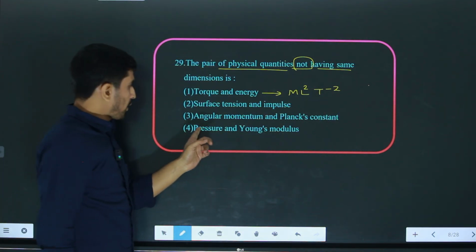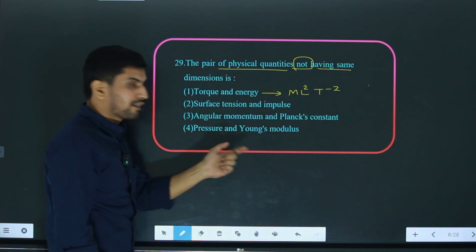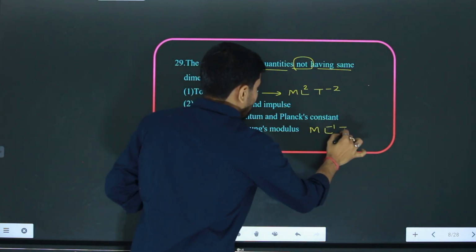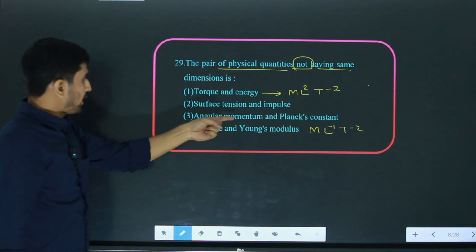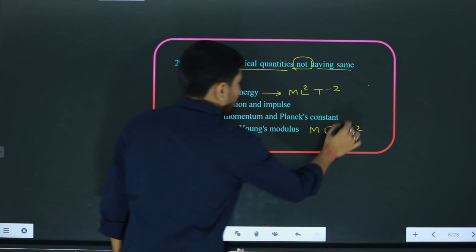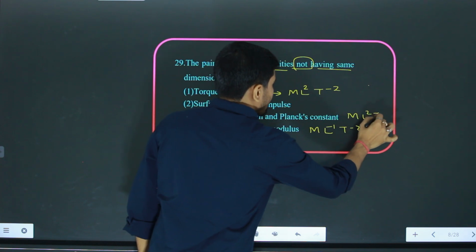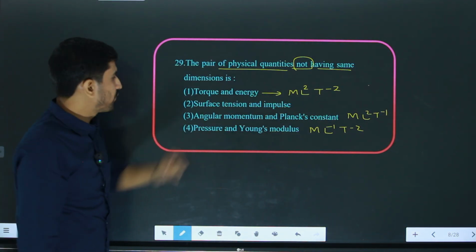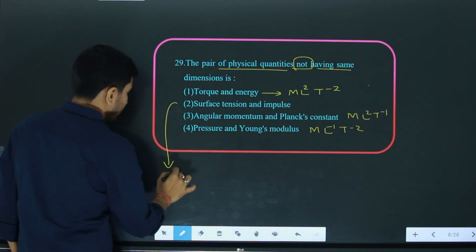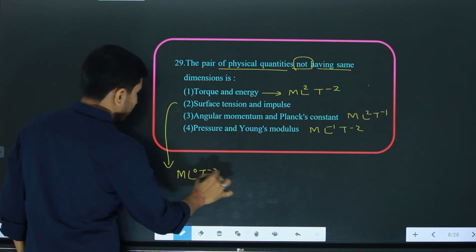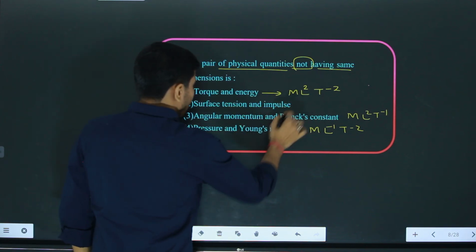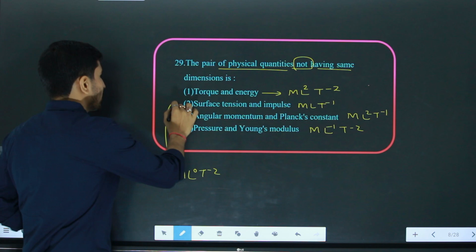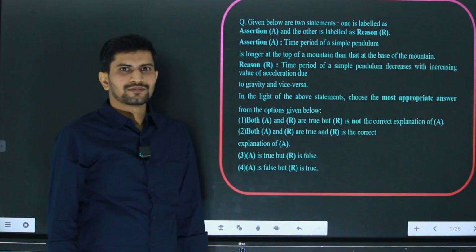Look at option 4, pressure and Young's modulus of elasticity. They will also have the same dimension, m L minus 1 t minus 2. Angular momentum and Planck's constant also have the same dimension, m L square t minus 1. But surface tension and impulse have different dimensions. The surface tension's dimension is m L0 t minus 2, whereas the dimension of impulse is m L t minus 1. So the correct option is option number 2.